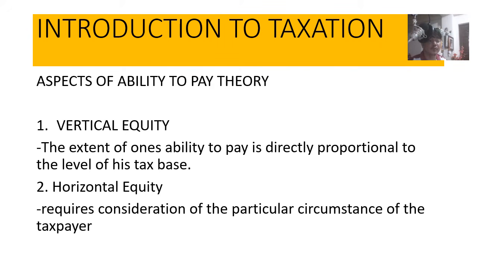So, sumusunod. While yung horizontal equity, it requires consideration of a particular circumstance of the taxpayer. So, may nangyari kasi. For example, may na-inherit kang property, so magbabayad ka ng tax. Nadagdagan yung property mo, ganun, magbabayad ka ng tax. So, horizontal at saka vertical. Yung vertical, kung tumataas yung income, tataas din yung tax, yung ability to pay mo.